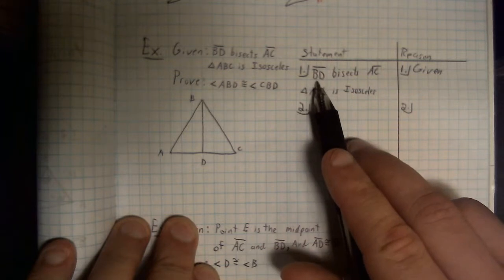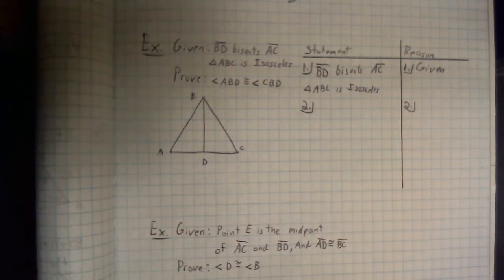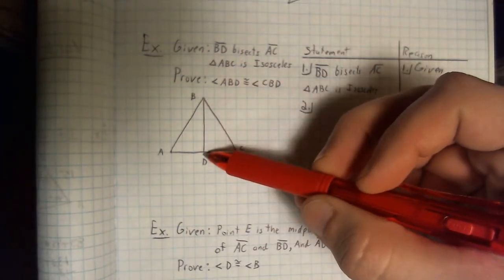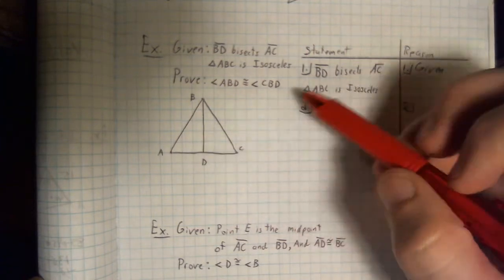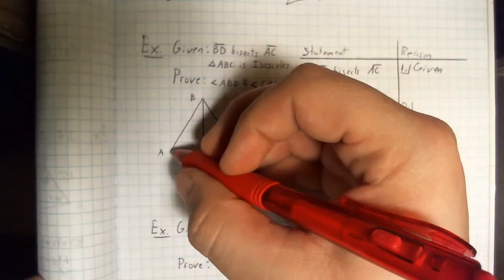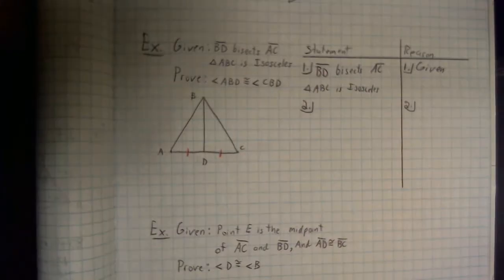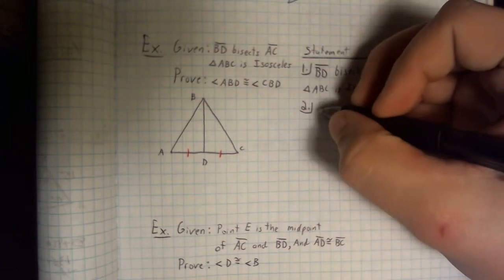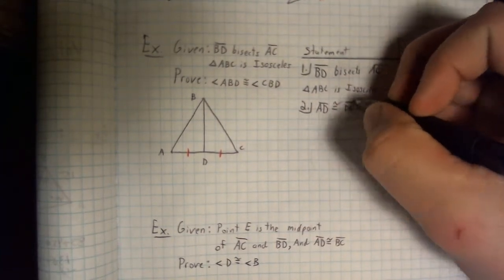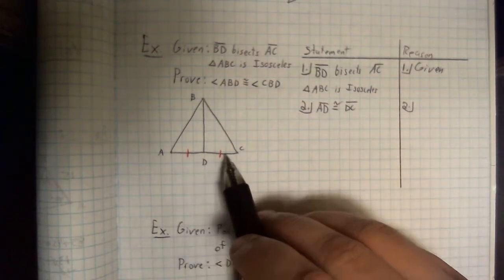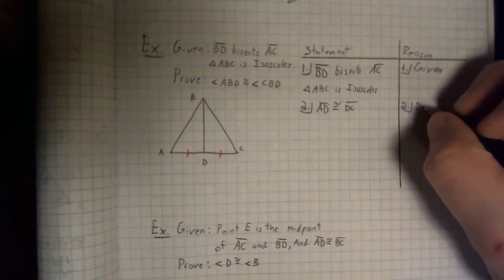Here we see that we have BD bisecting AC. What does that mean? It means that this line BD is cutting AC into two equal pieces. That's what it means to bisect. So that means that AD is going to be congruent to piece DC. So we can state that AD is congruent to DC. Okay? Now, how do I know that? What's my reasoning? Well, that's the definition of bisect.